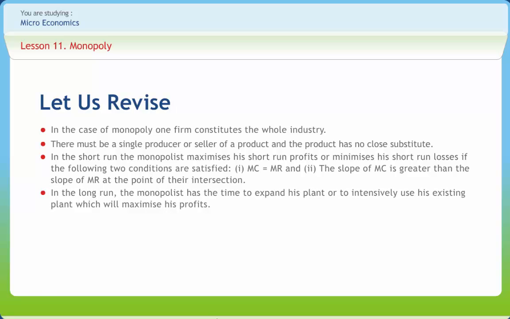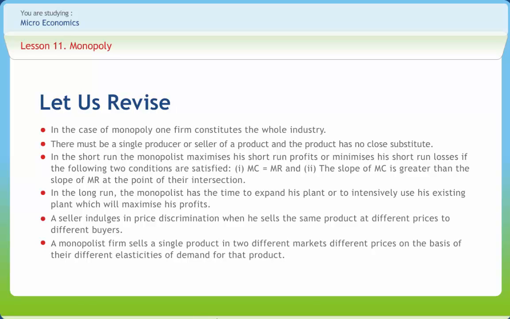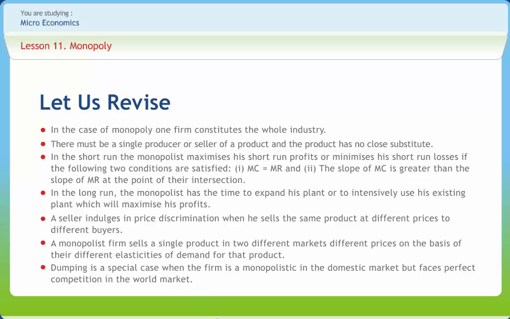In the long run, the monopolist has the time to expand his plant or to intensively use his existing plant, which will maximize his profits. A seller indulges in price discrimination when he sells the same product at different prices to different buyers. A monopolist firm sells a single product in two different markets at different prices on the basis of their different elasticities of demand for that product. Dumping is a special case when the firm is monopolistic in the domestic market but faces perfect competition in the world market.